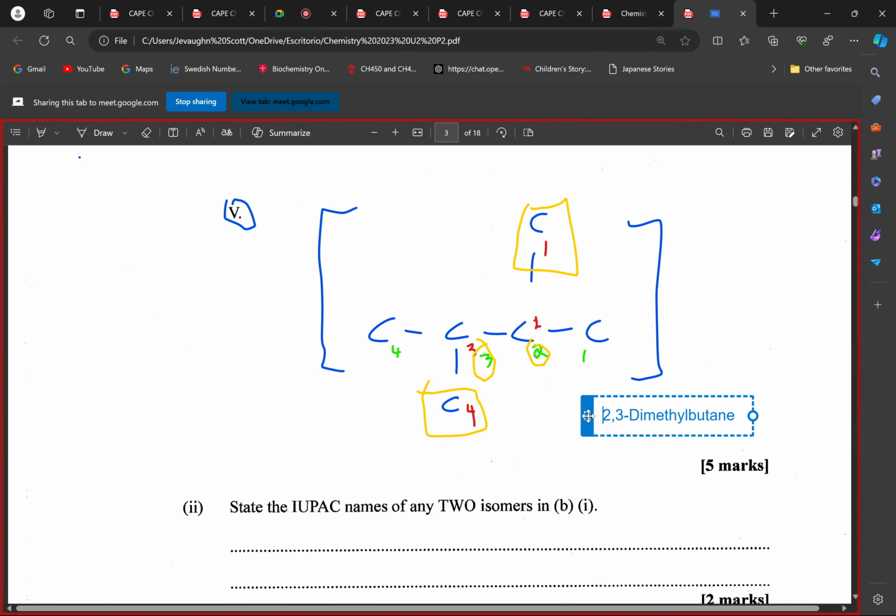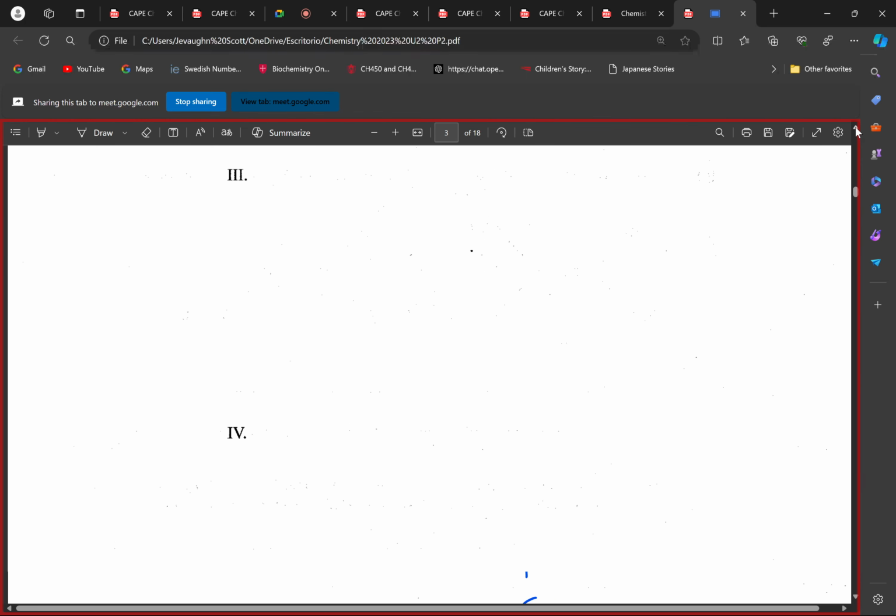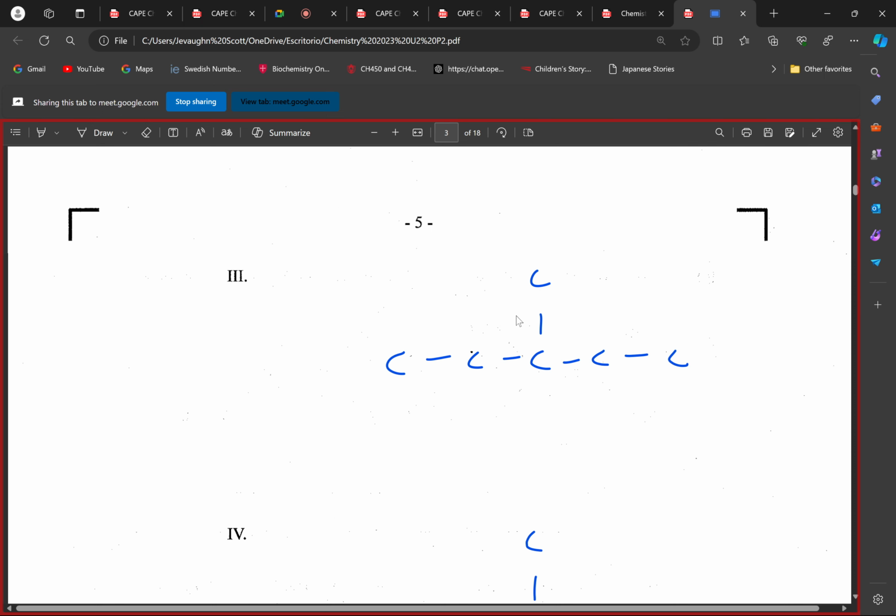2,3-dimethyl butane. Okay, good. Lovely. And they're asking us to name one other one. So let's just name a random one. Let's name number 3. Let's name this right here. Name that. How would this be?